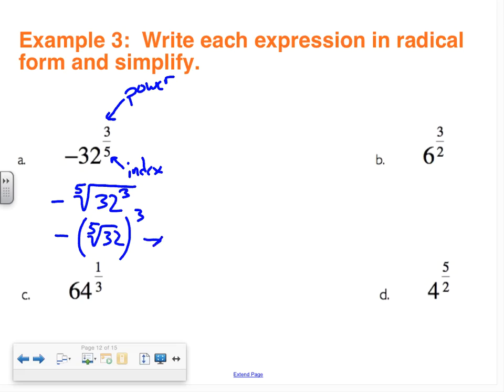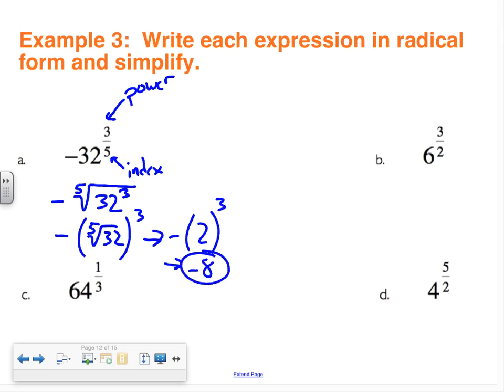So I'm going to rewrite this as negative. Then I'm going to have a 2 in parentheses, because that's what the 5th root of 32 is, raised to the 3rd power. Now you can keep going, because I'm pretty sure you can figure out what 2 times 2 times 2 is. Final answer is negative 8.